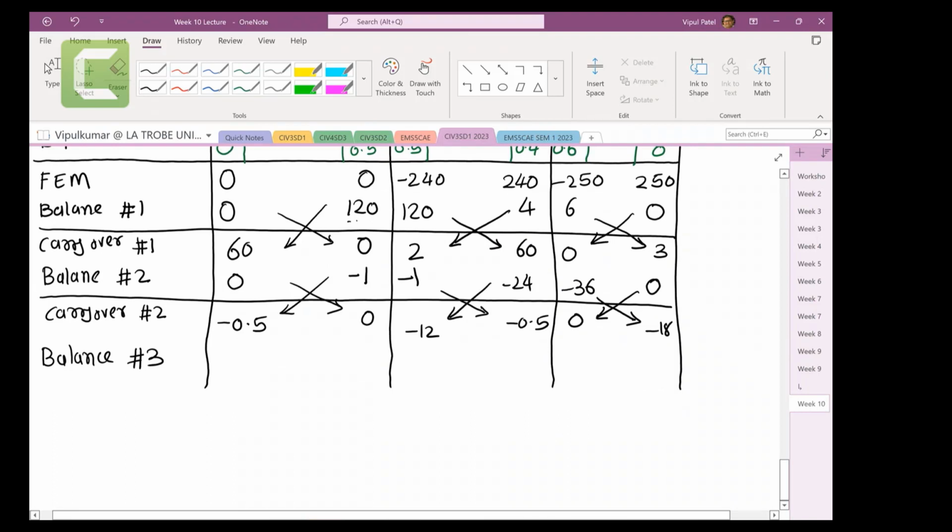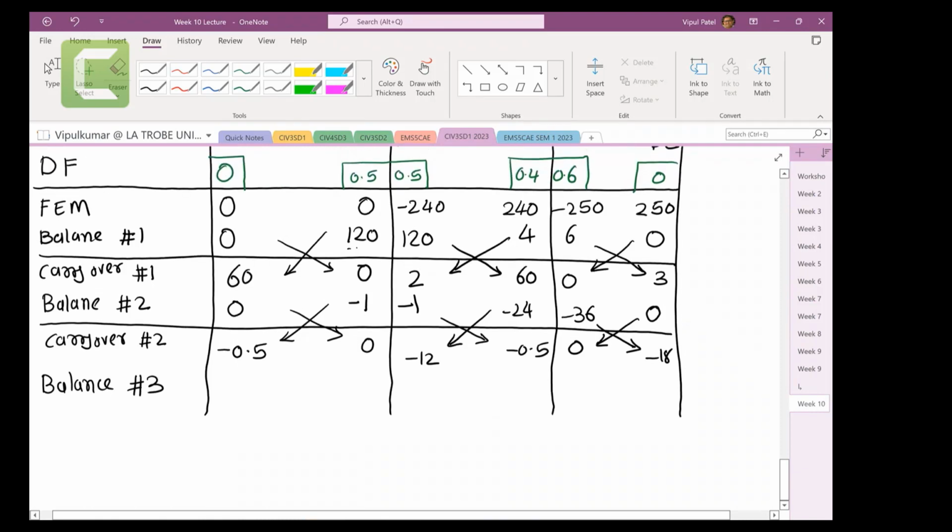Now, we need to know where we're going to stop it, right? You can't continue like this, balance, carry over, balance, carry over, balance, carry over, and so on. So how do you decide whether to stop or not stop? Let's do this check. So here you have minus 12 as an unbalanced moment. Let's forget about the minus or positive. Let's say there is a 12 unbalanced moment.